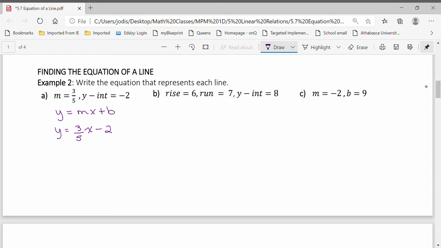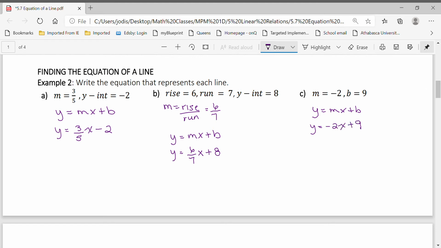In this next one, they gave us the rise and the run. So we know that slope is rise over run, which means that we have a slope of 6 over 7. So if we plug that into our y equals mx plus b, we're going to have 6 over 7x, and then the y-intercept is 8, so plus 8. For these ones, you need to make sure that you write the y. It's part of the equation. And then the last one here, they gave us the slope is negative 2 and the y-intercept is 9. So just subbing in values.